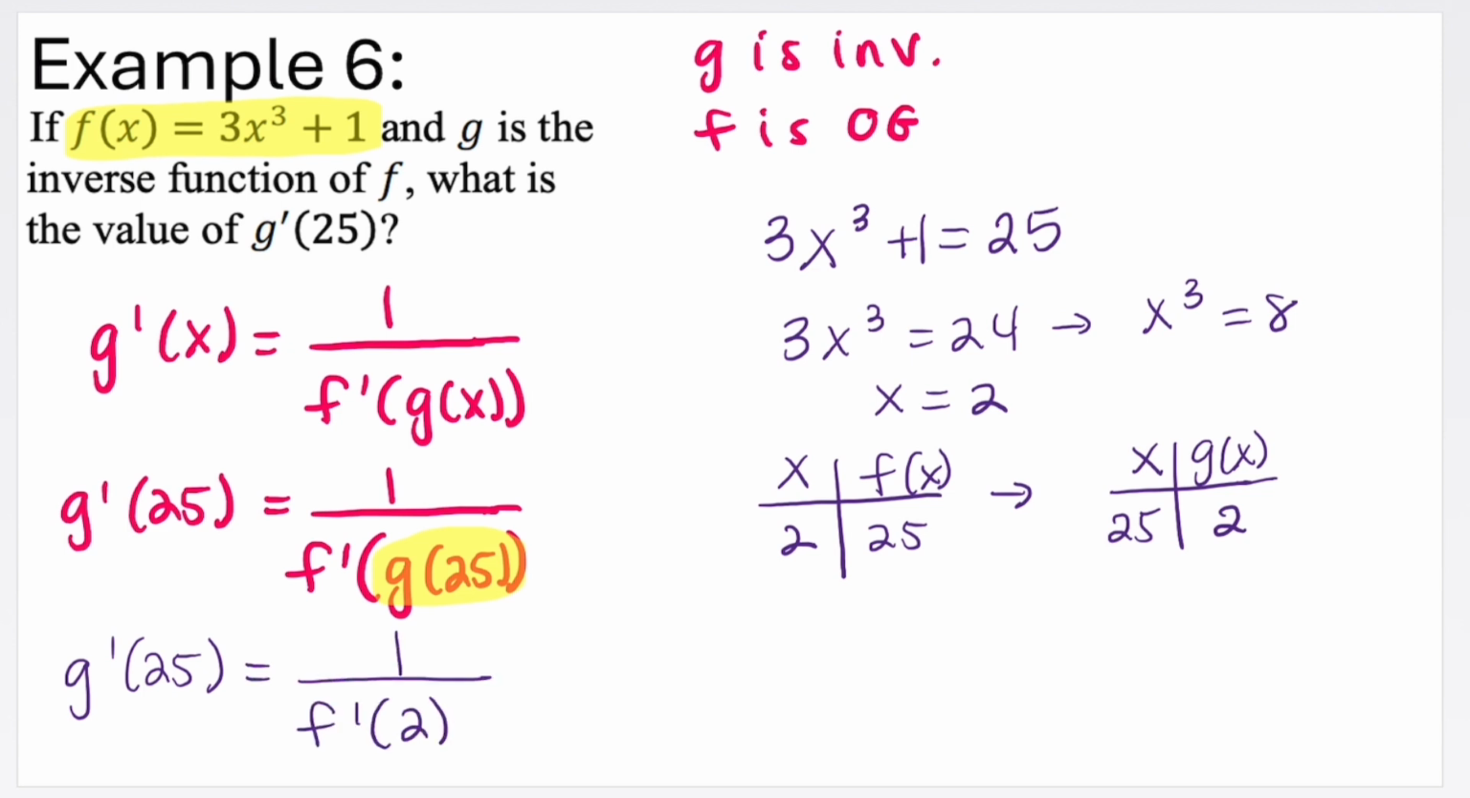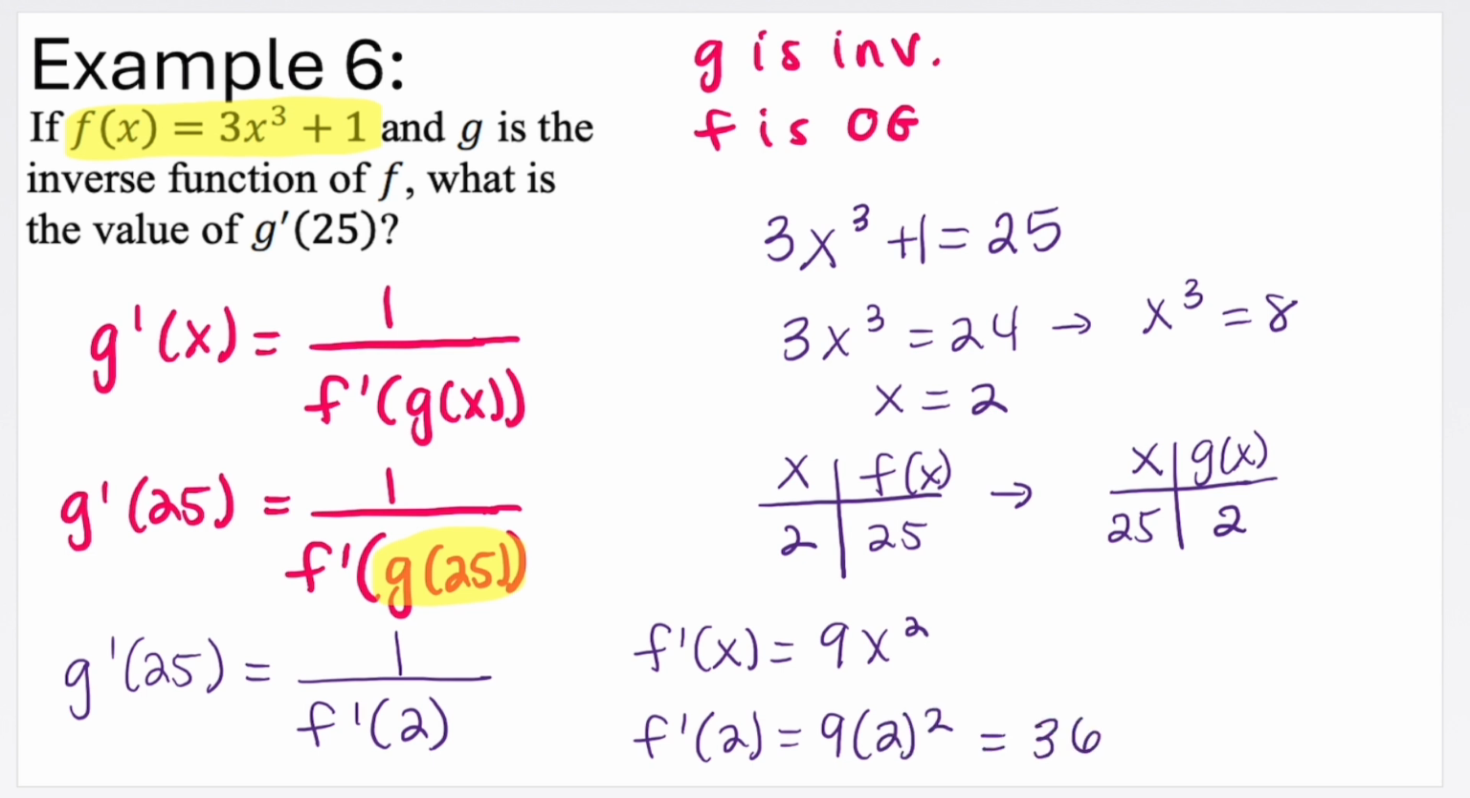So I'm actually just looking for f prime of 2. Now I know what f is, so I can very easily find f prime. So f prime of x is going to be 9x squared, and then f prime of 2 is going to be 9 times 2 squared. 2 squared is 4, so that's just going to be 36. So it'll actually be 1 over 36. For that one, you had to work backwards to find the input in the original function that gave you that specific output, and then you were able to flip those around to get the output of the inverse function.